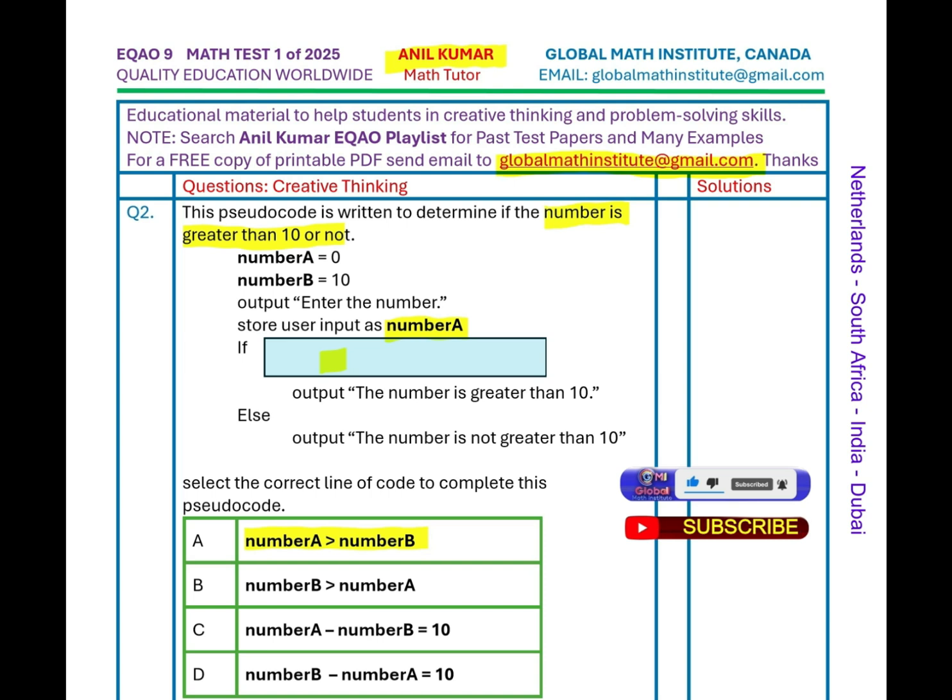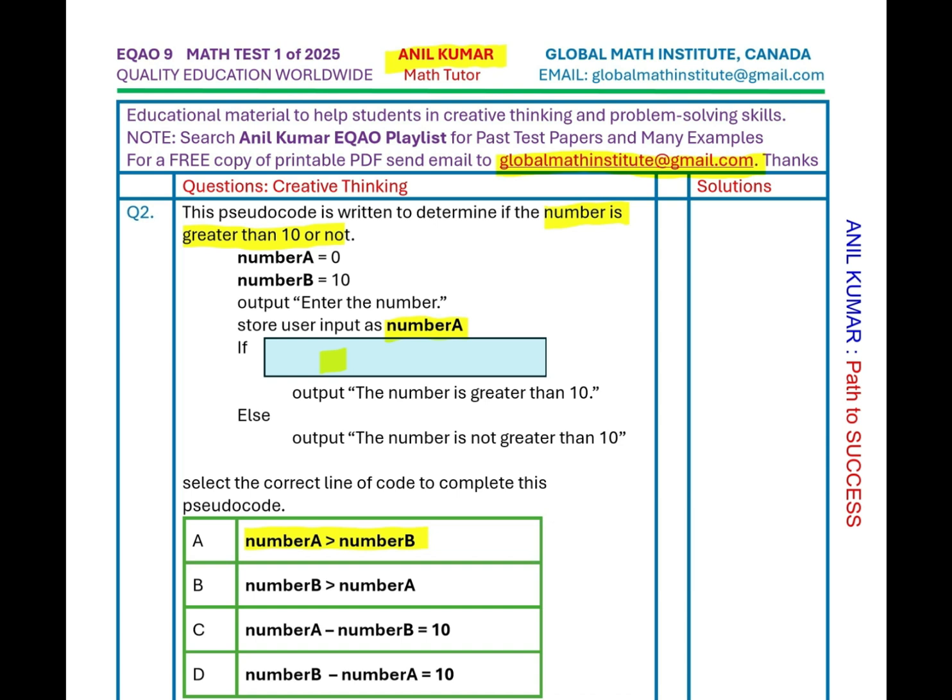So in the first phase, number A is a variable which has been initialized to 0. Number B is the other variable, but it has been initialized with 10. When the user enters a number, that number is stored in variable A, so that is the number which we want to check if it is greater than 10 or not. Perfect. So that's the whole idea.